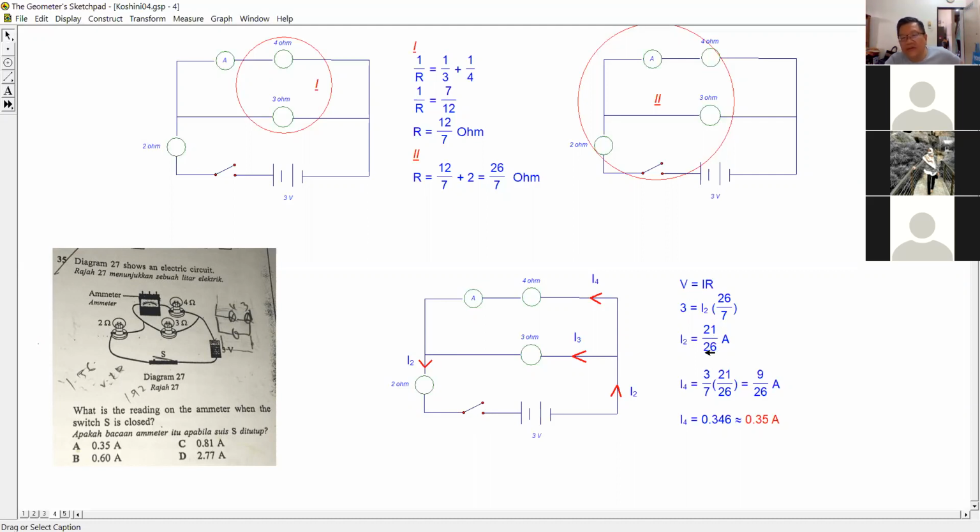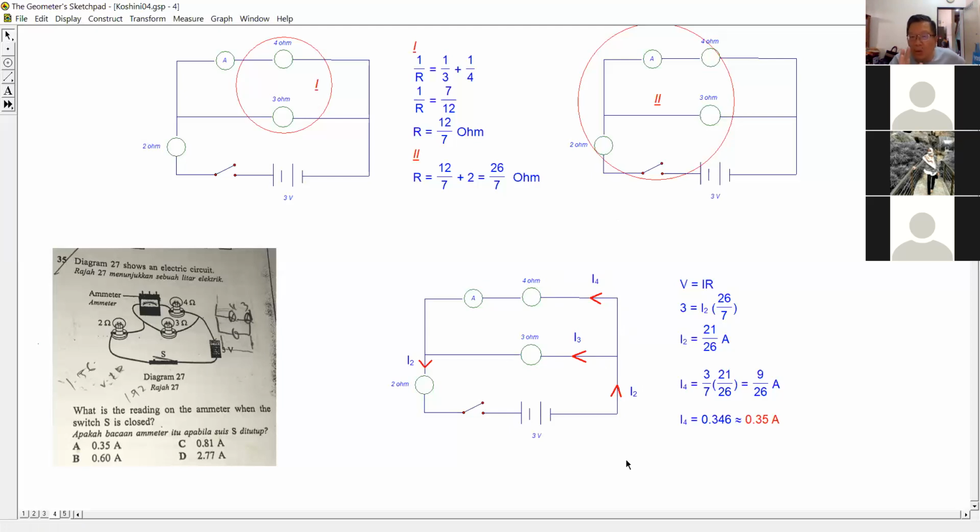This 21 over 26 ampere, when it moves to the parallel circuit, is split up into these two branches. So how much of the I2 will flow here, and how much will flow here? Since this is flowing across the 4 ohms, I call it I4. Since this is flowing across the 3 ohms, I call it I3. So I4 plus I3 together will give you I2.